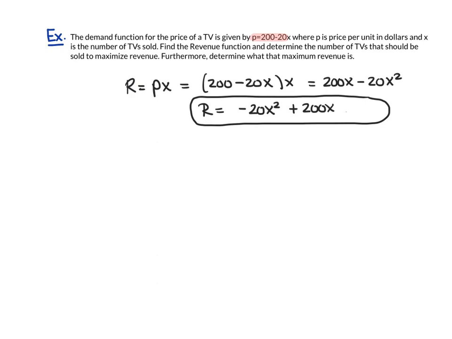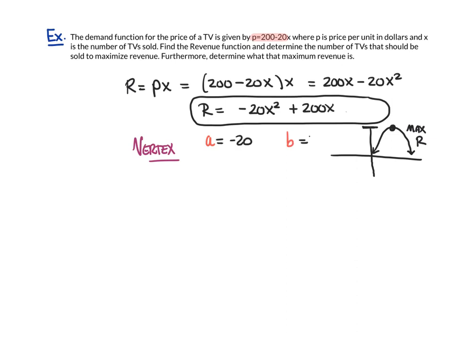Determine the number of TVs that should be sold to maximize revenue. So what you want to do there is find the vertex of this parabola. Remember that this is a quadratic. It's got a negative leading coefficient, so it's going to have a downward facing parabola, and that vertex is going to represent the maximum revenue. So we want to find that vertex. What you have here is your a value and your b value. So my a is negative 20 and my b is 200.